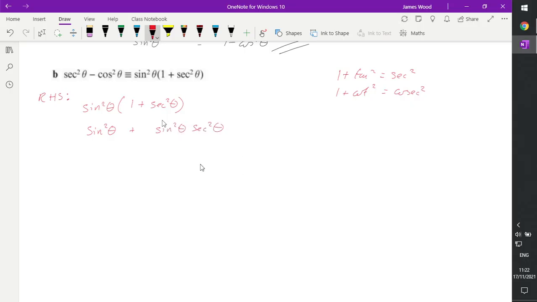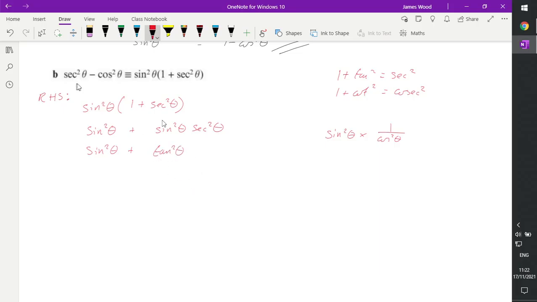Now I'm aiming for this here. So I'm aiming for something which has just got sec squared, so that's 1 over cos squared, and cos squared in it. So I guess I could change this later on. That might be useful to do. I'm going to leave it for now. But this term here, sine squared times sec squared. So that's sine squared times 1 over cos squared. So that's sine squared over cos squared, which is tan squared.